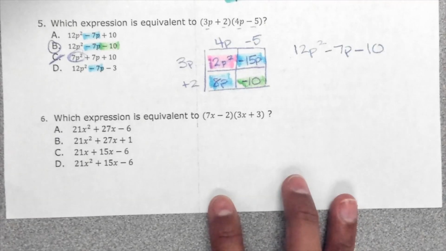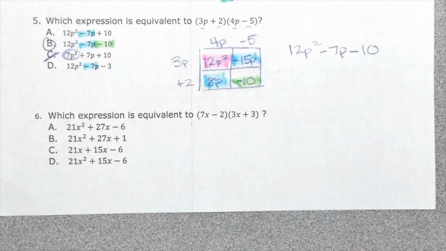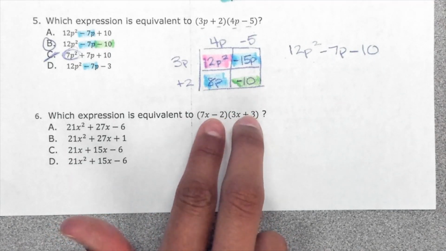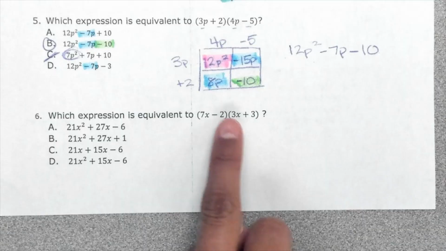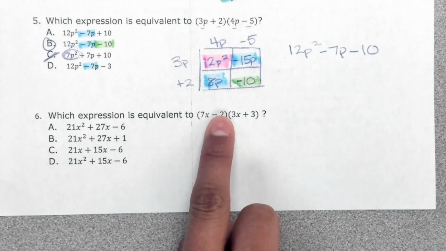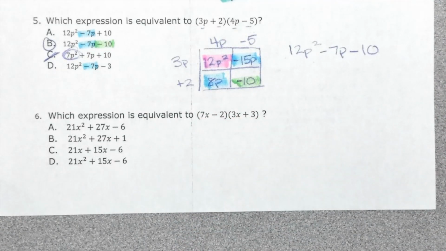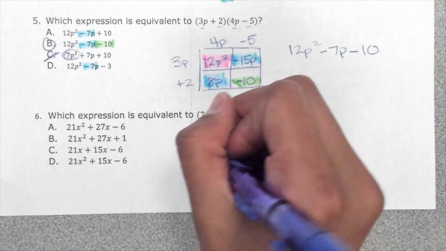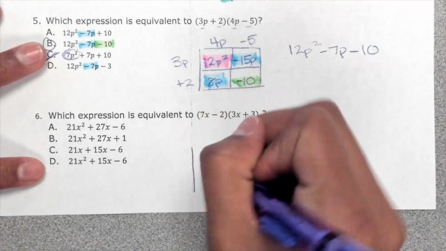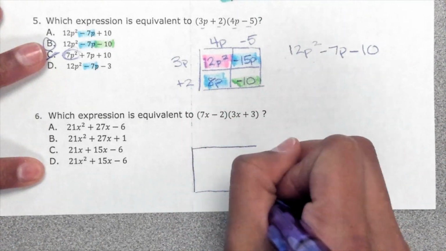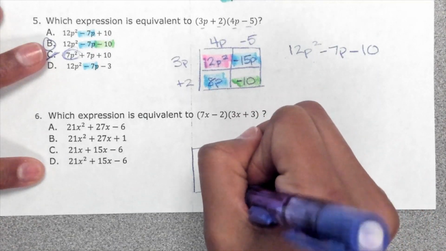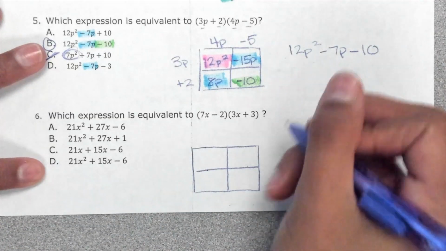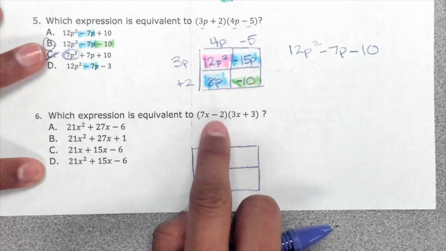Last question on page 1 says which expression is equivalent to. So we are doing the same thing. When they're squished together like this, that means we are multiplying each other. And we have a binomial, 1, 2 terms, times another binomial. So that means I need a 2 by 2 box like we did in number 5. So we're going to make our box here. Two spaces on top, 2 spaces on the side. Doesn't matter which side you put them as long as you put them together.